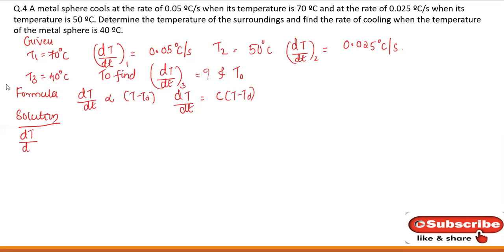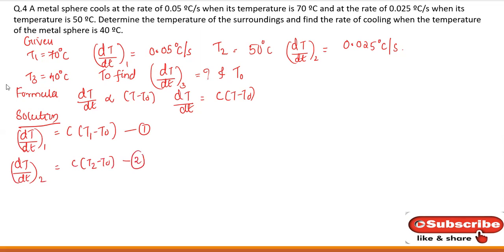dT by dt at temperature T1 is equal to C into T1 minus T0. Let it be equation number 1. And dT by dt at temperature T2 is C into T2 minus T0. This is equation number 2. Now, on dividing equation number 1 by 2, we will get dT by dt at temperature T1 divided by dT by dt at temperature T2.